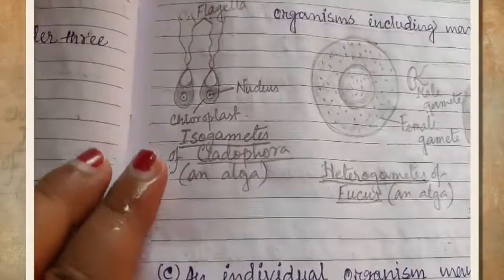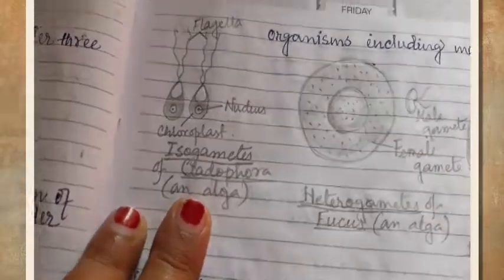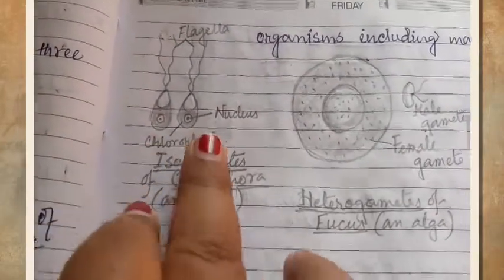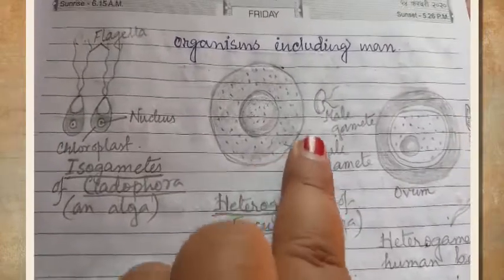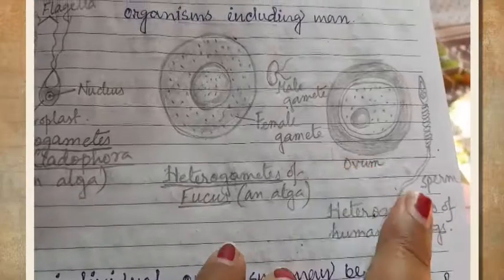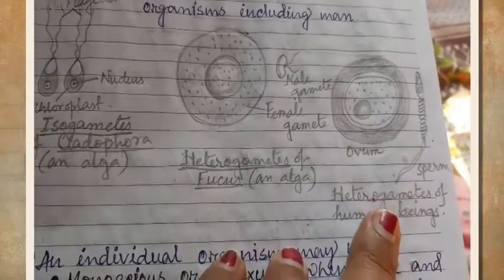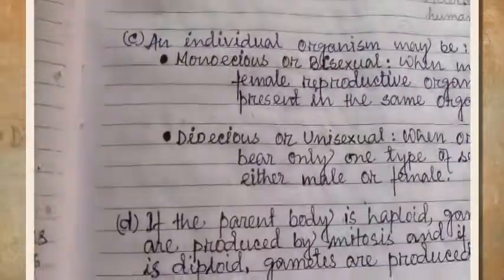Here we can see two isogametes of an alga. They are the identical ones. Whereas in case of heterogametes of Fucus, this is the female gamete and this is the male gamete. In case of human beings, this is the ovum and this is the sperm. They are different. That's why these are the heterogametes, whereas this is the isogamete.